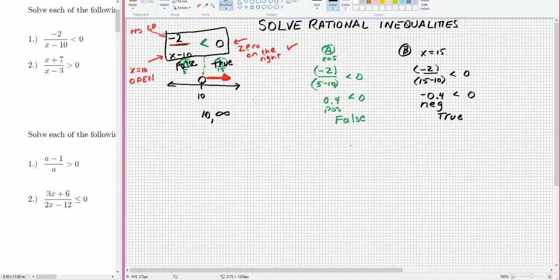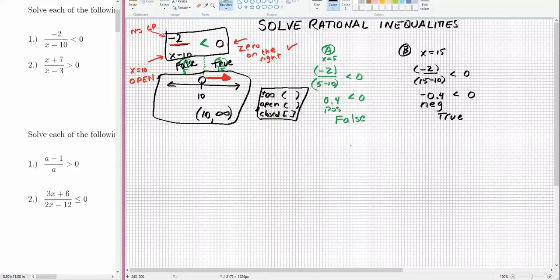And remember, I gave you these notes in class, and I said that infinity, positive or negative infinity, always gets parentheses. Open circles get parentheses, and closed circles get brackets. So open circle, parentheses, infinity, parentheses. So then this is what you report as your answer. Can I box this in? Yes, like this. I want to see the number line graph, and I want to see the interval notation.